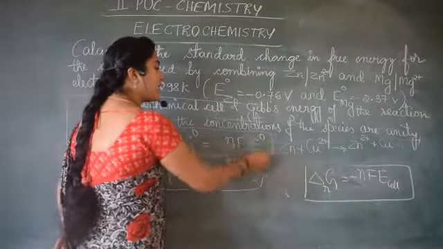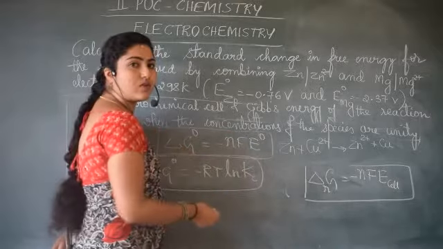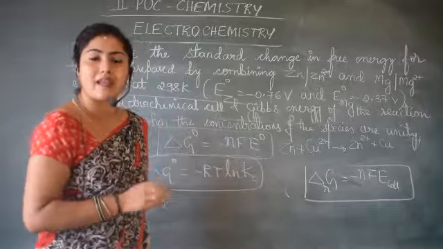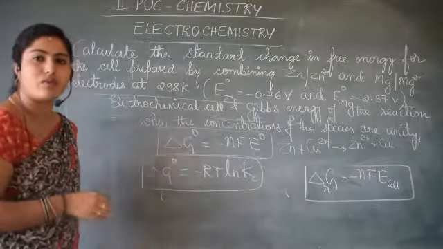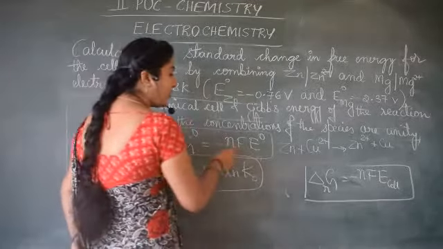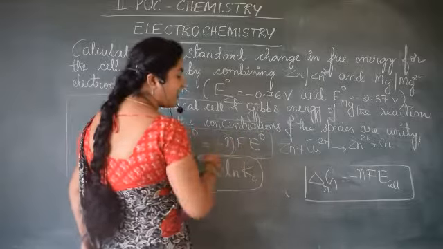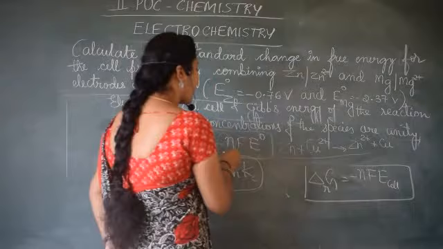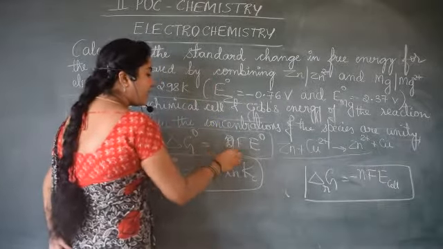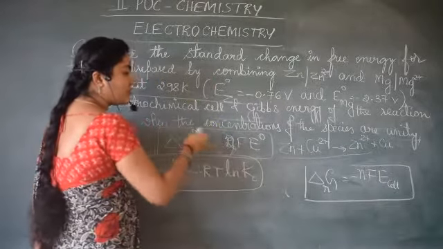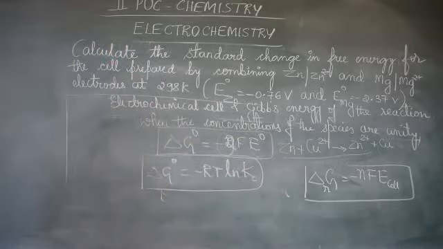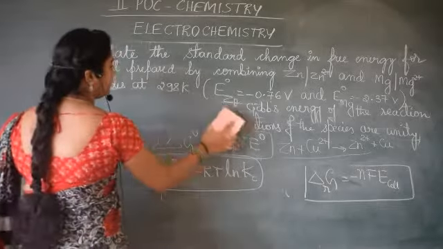So if E naught of cell is given, you can directly substitute it here. If delta G is given, you can directly substitute, and you know it is energy, Gibbs free energy, so in joules you will have to write. You just need to calculate n from the reactions if such reactions are given. Here 2 electrons are involved, so we will write delta G naught is equal to minus 2F E naught, and then you will calculate. Clear? Now we will solve the numerical problem which is given here.